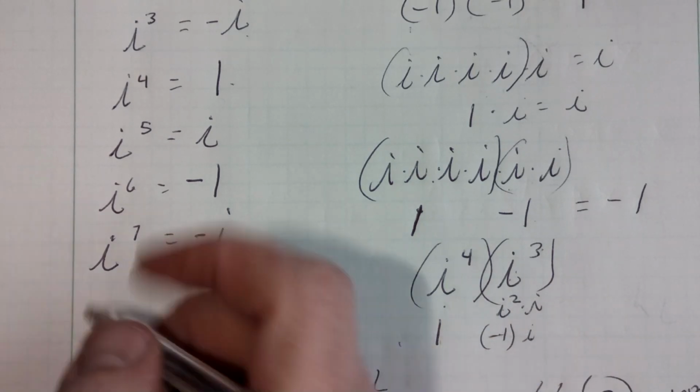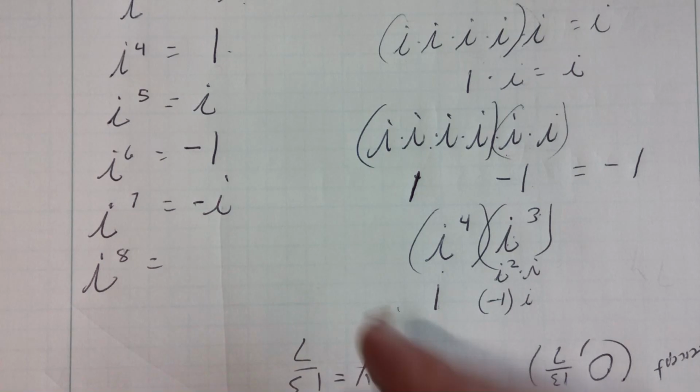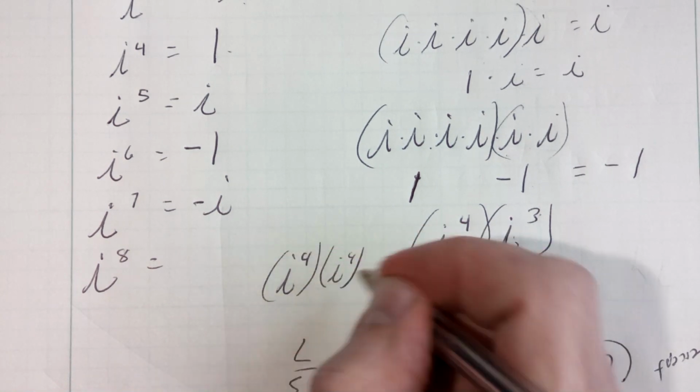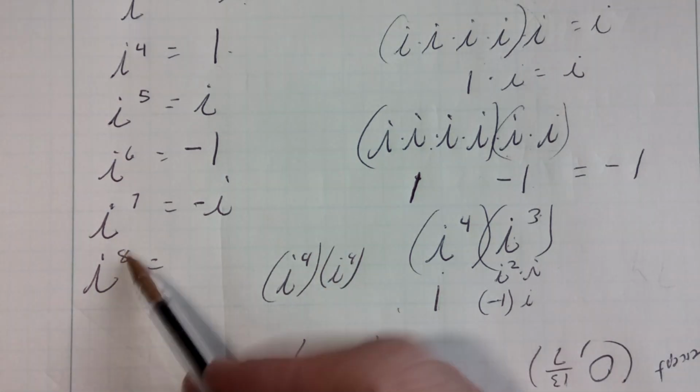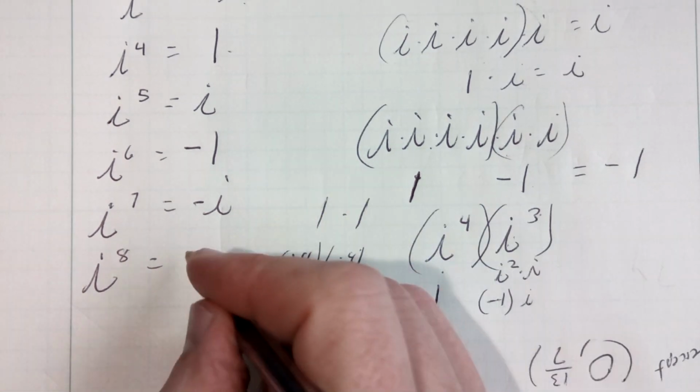Now, if I go up to i to the eighth, again, that's going to be an i to the fourth times another i to the fourth. The two 4s add up to 8. An i to the fourth is 1. An i to the fourth is 1. 1 times 1 is 1.